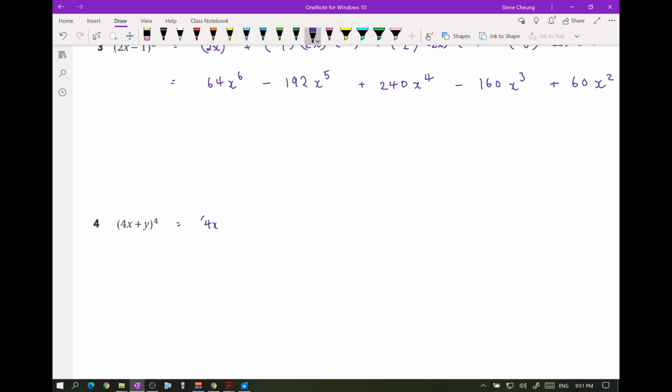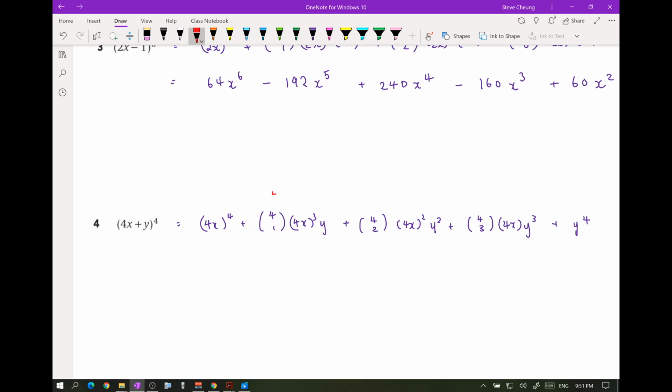Alright, this is 4x to the power of 4 plus 4 choose 1, 4x all cubed y, plus 4 choose 2, 4x all squared y squared, 4 choose 3, 4x times y cubed, plus y to the power of 4.